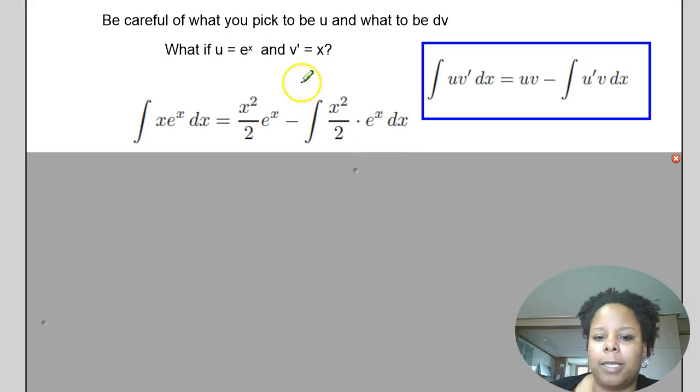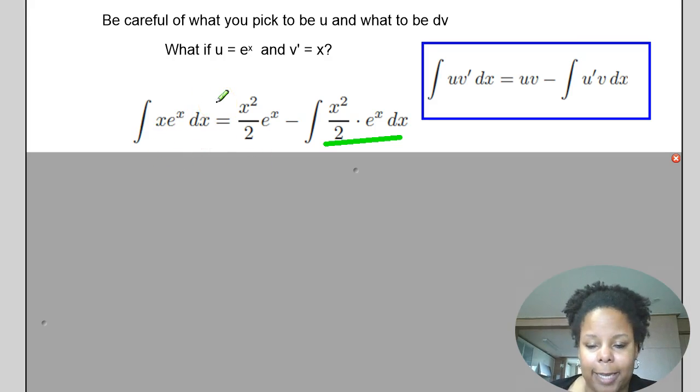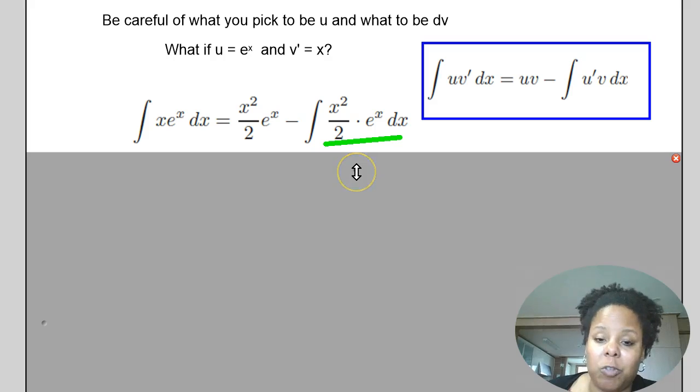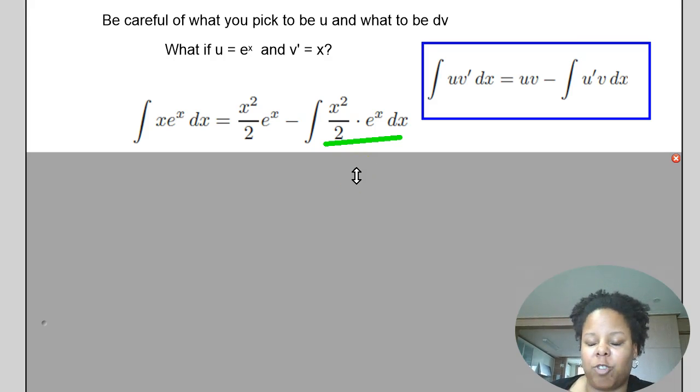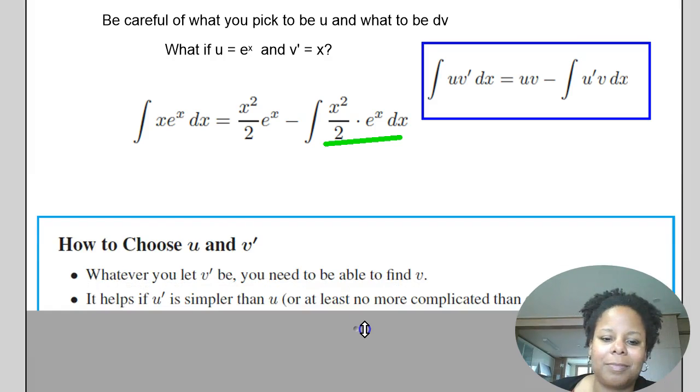And the rule of thumb is if this integral is worse than the original integral, then you've picked the wrong u and v. I can't say that enough. So sometimes you may start the wrong way and then have to retrace your steps and start back again. But that's part of the process.